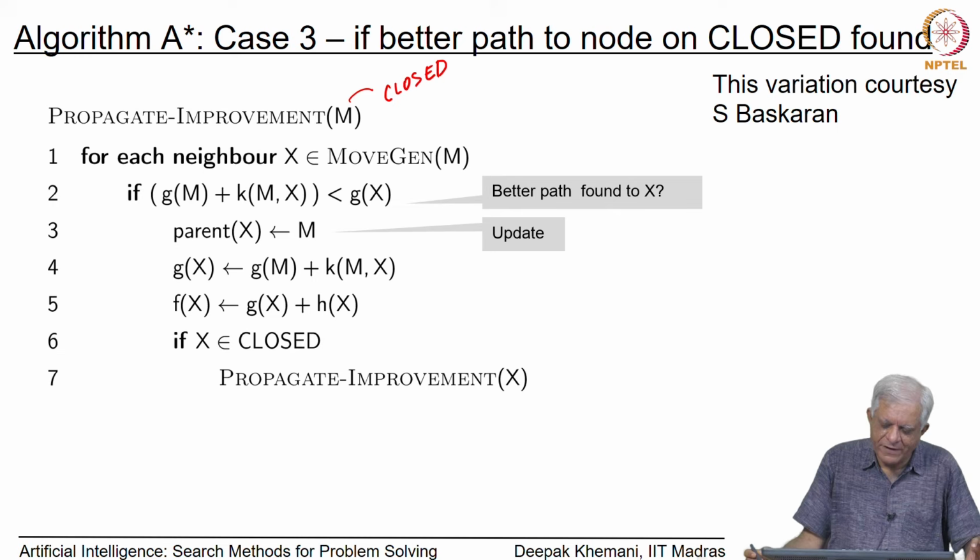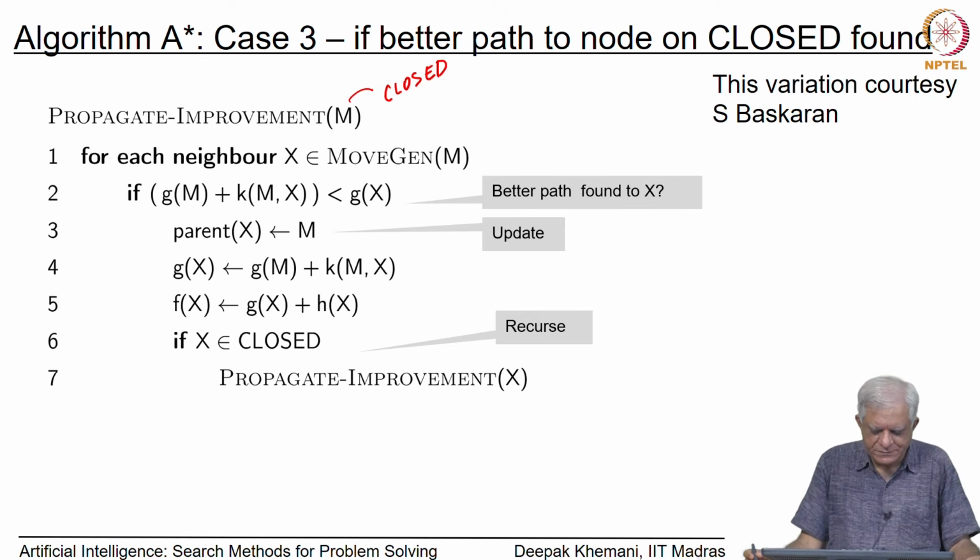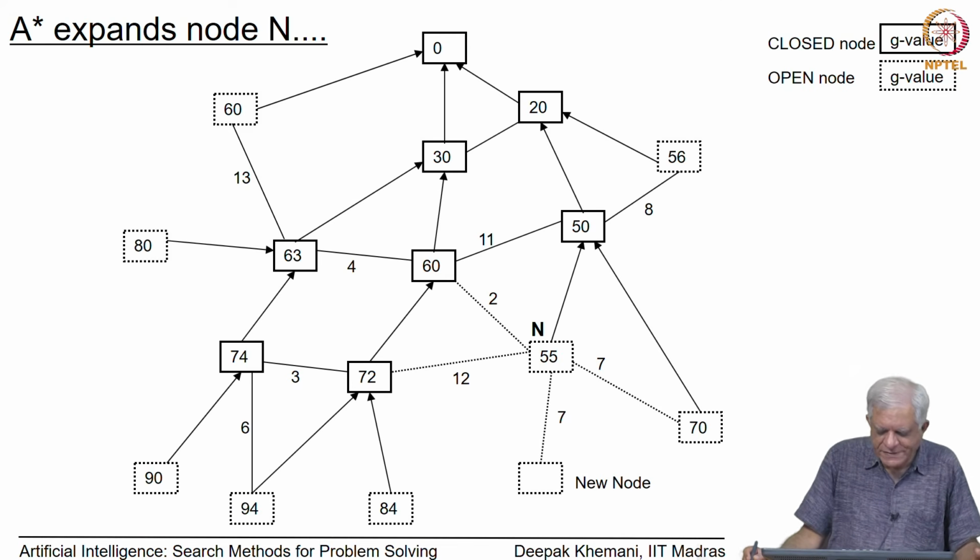and x may have been a child of some other node, but now we have found a path to x through M, and this happens to be a better path, and therefore, we say parent of x is M, which means that you will reach x via M. We update the g value as well, and then if x also happens to be enclosed, then we propagate this improvement recursively again essentially. So, that is the algorithm A star. What we have here is a slightly neater version than what was originally proposed, in which the 3 cases were dealt with explicitly, but the algorithm is still the same.